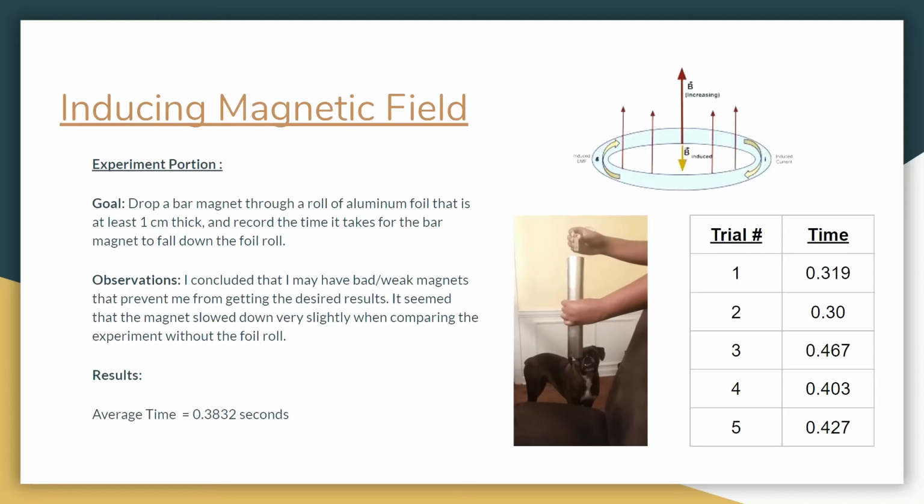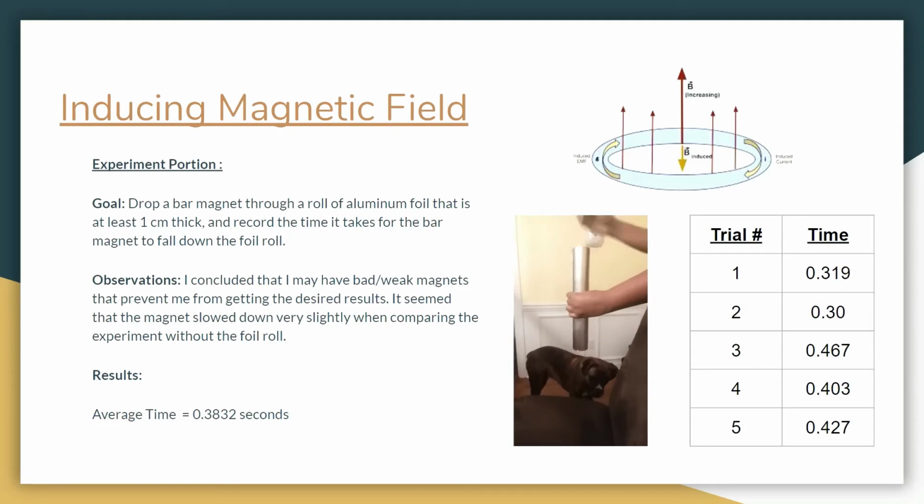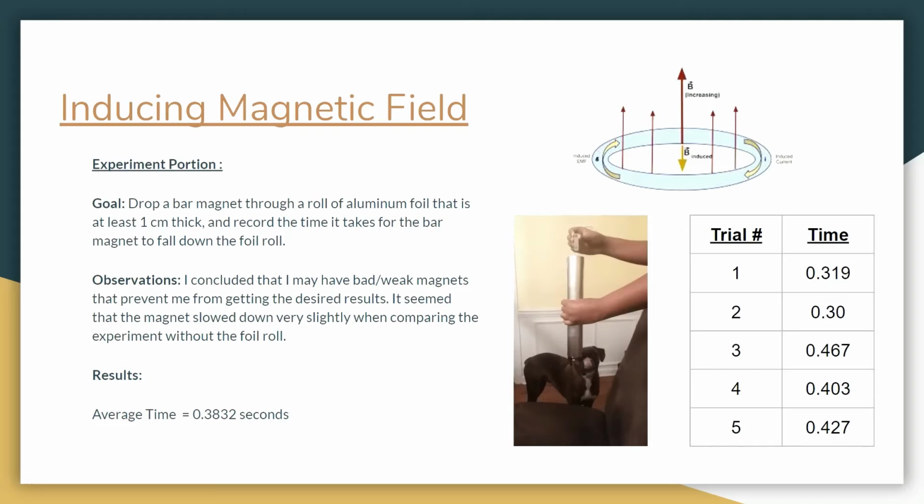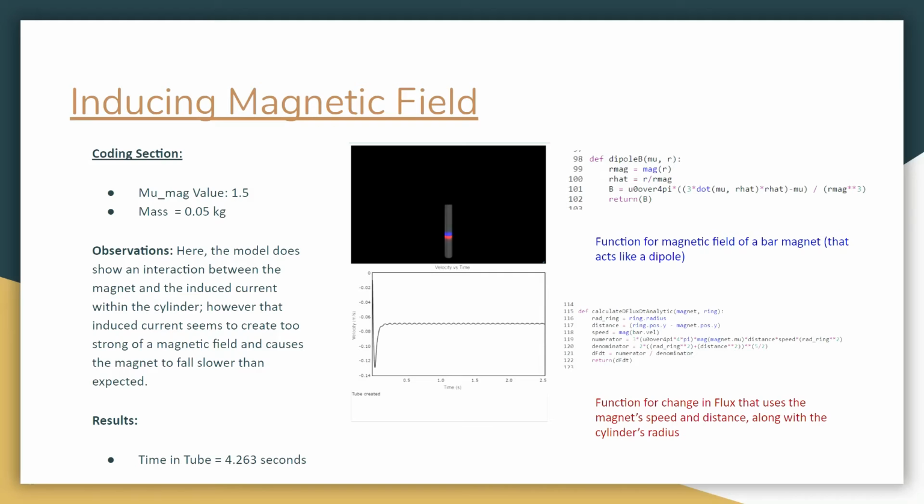But I did get an average time of around 0.38 seconds. Like I said, that just seems like free fall, so it's kind of useless in this case. Hopefully my dog in this GIF can cheer you guys up instead of seeing some good results. Now for the coding section.